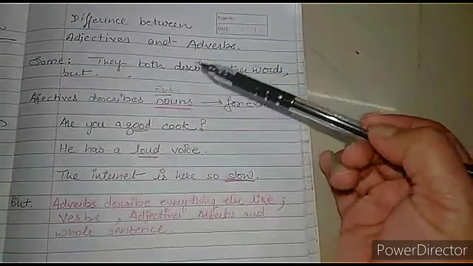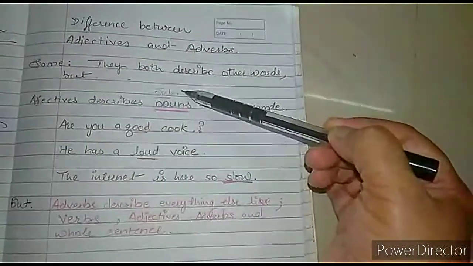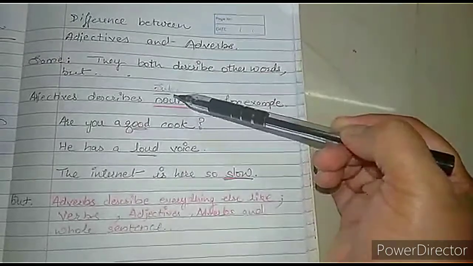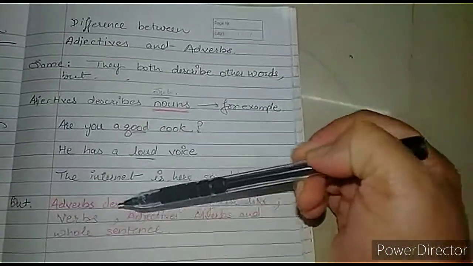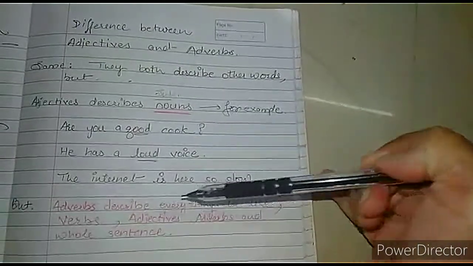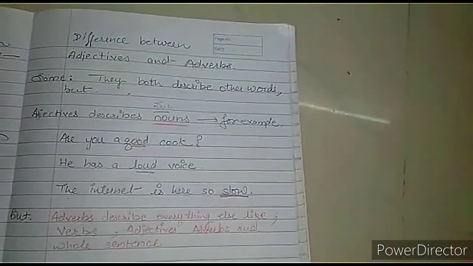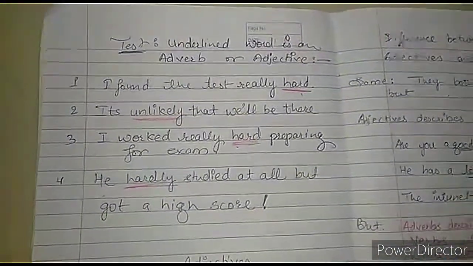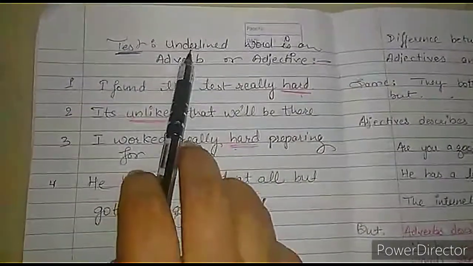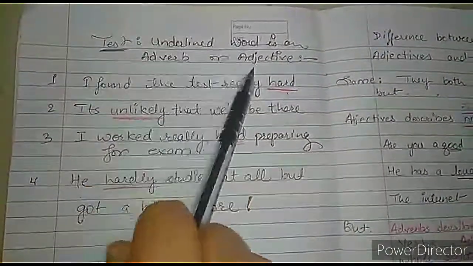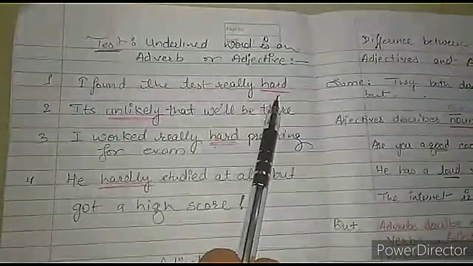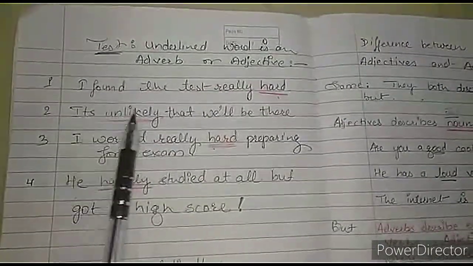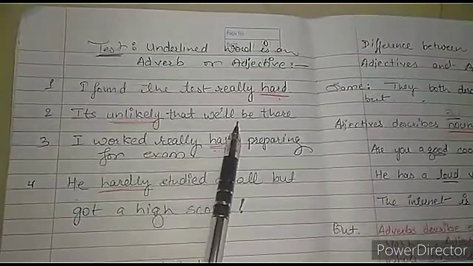So adjectives describe only a noun or subject, and adverbs describe all the other things. They describe verbs, adjectives and adverbs as well. So let's take a test of yours. Only 4 sentences are there. You have to find out whether the underlined words are adverbs or adjectives. So, I found the test really hard. It's unlikely that we will be there.